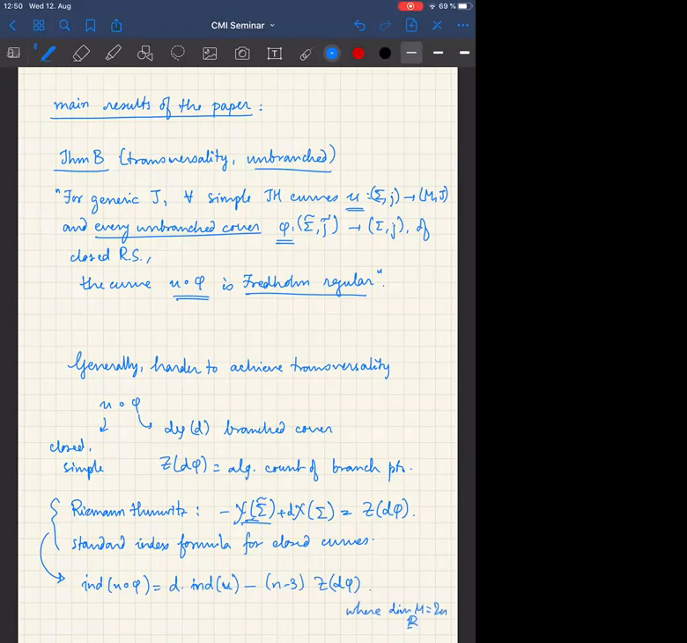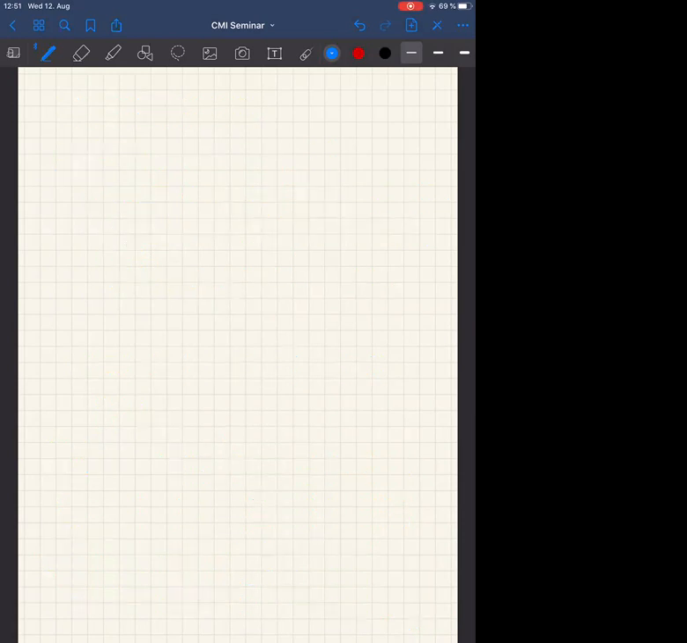If you look at this formula, if we have that the index of u is 0, that is, u lies in a discrete set of curves, then we see that the index of u composed with phi is negative. It's negative if n is greater than 3. So if the index of u is 0 and n is greater than 3, then the index of u composed with phi is negative. So in this case, there is no reason to expect transversality.